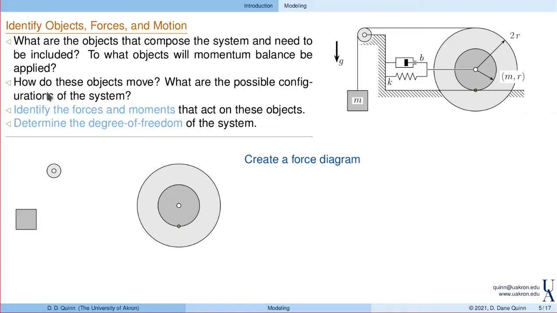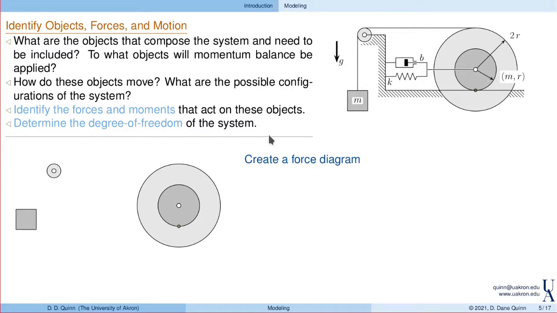Now, we'll ask, how do these objects move? What are the possible configurations of the system? Well, this disk rolls without slip. So this inner hub essentially rolls back to the left, back to the right. It'll roll back and forth on this surface. That outer hub is rigidly connected, so as the inner hub rolls, the outer hub moves as well. The cable is wrapped around that outer hub. So for example, as this disk rolls to the right, that cable is going to pull the block up. As it moves to the left, the block will go down. So we see that these things are all connected.